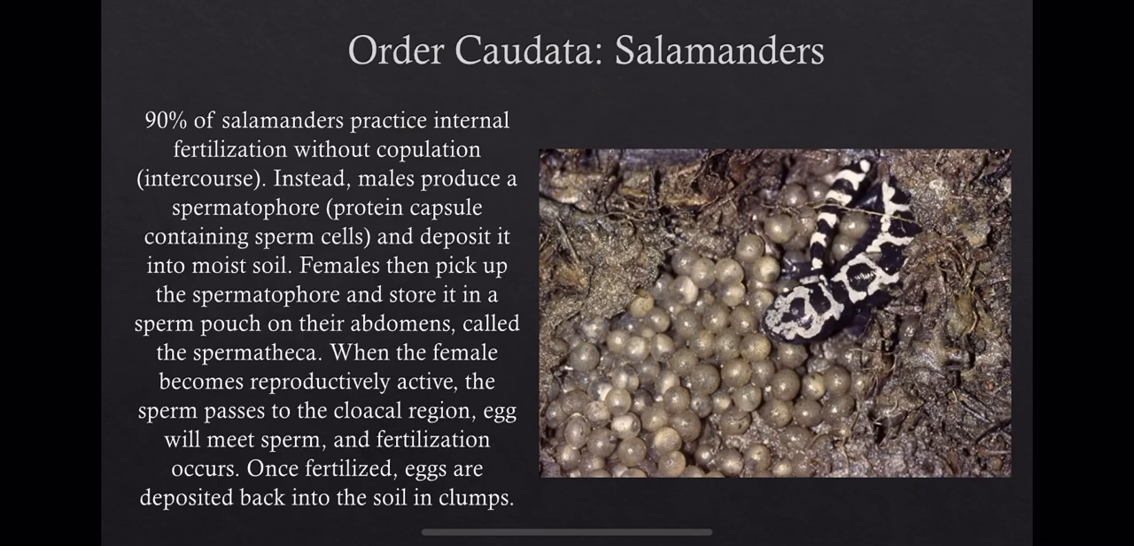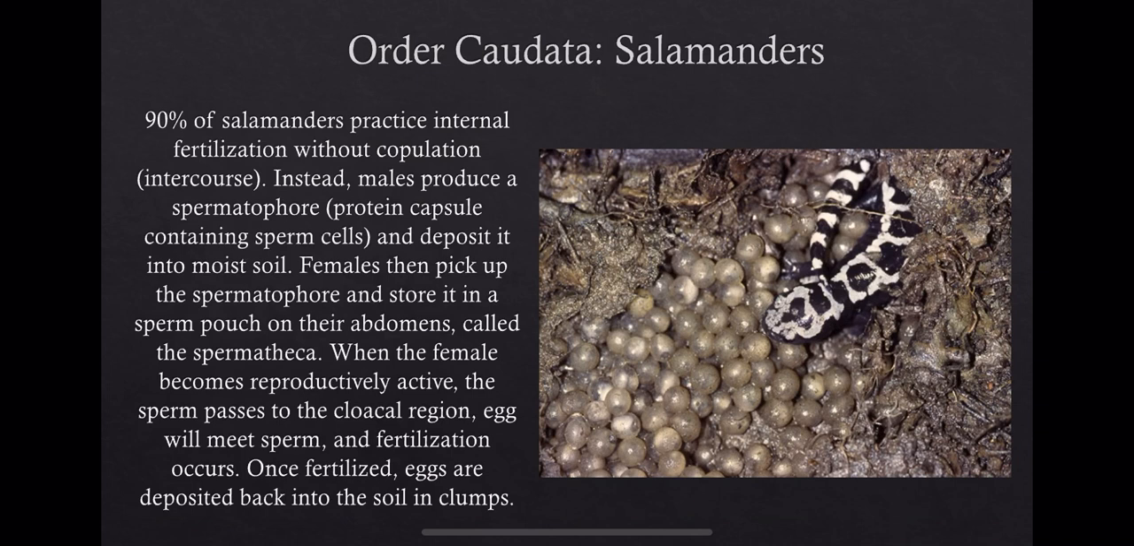So 90% of salamanders practice internal fertilization without copulation. What that means is they do not actually have sex. There is no intercourse. What happens is the males produce something called a spermatophore, which is a protein capsule full of sperm. And they will deposit that in the soil. And as the females crawl over the soil, they will pick up that spermatophore with their abdomens, and it will go into a pouch called the spermatheca.